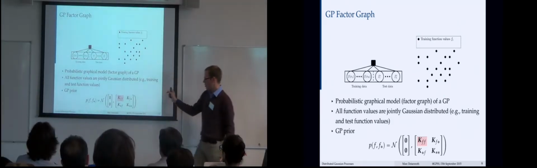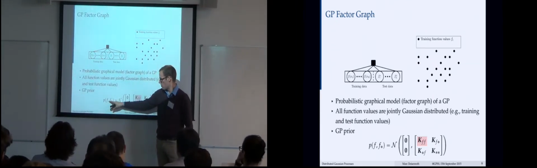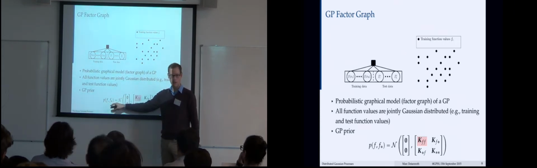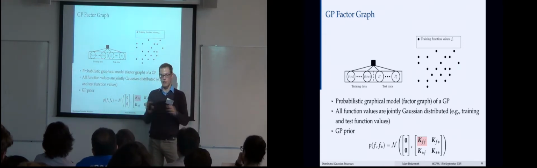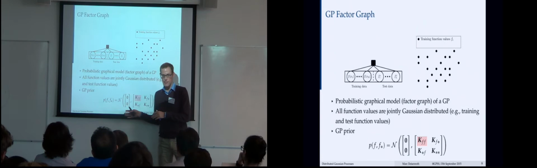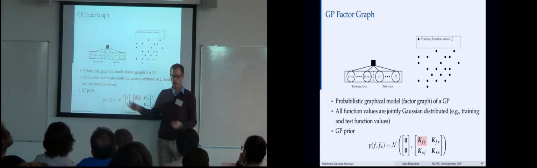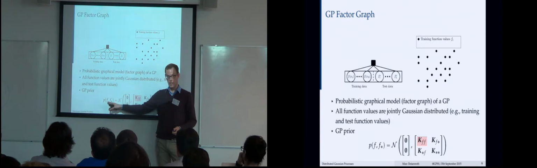And then the GP prior is we're looking at the joint distribution between the training function values and the test function values. So the nice thing with GPs is we always have a finite number of training data points, and we also always have a finite number of test data points. You can choose an arbitrary number of test data points, but it's always finite. And if you write this joint distribution of training and test data points down, it's always a finite distribution.